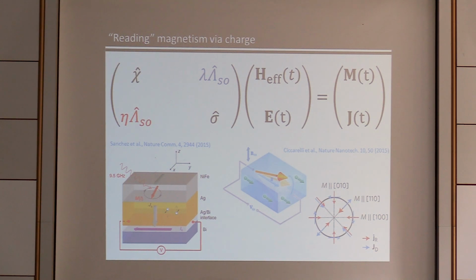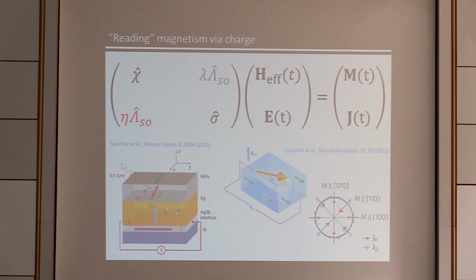Now, because of the very fundamental principle of reciprocity, we expect the other off-diagonal element to be non-zero, and this connects, as you can see, magnetic field to charge. The Onsager reciprocity relations also tell us that these two elements are equal, so this means that the spin-orbit coupling affects them in an equal way, and this means that since we can modify magnetization via electrical current, the opposite effect is also true.